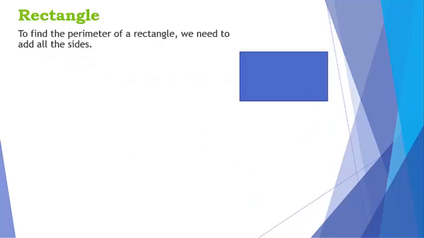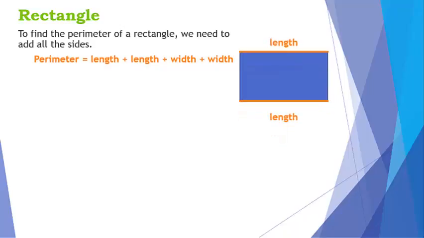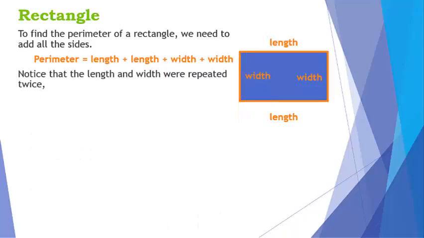Rectangle. To find the perimeter of a rectangle, we need to add all the sides. Perimeter is equal to the length plus the length plus the width plus the width. Notice that the length and the width were repeated twice. So we can rewrite the formula as perimeter is equal to 2 times the length plus 2 times the width. So the perimeter is equal to 2L plus 2W.